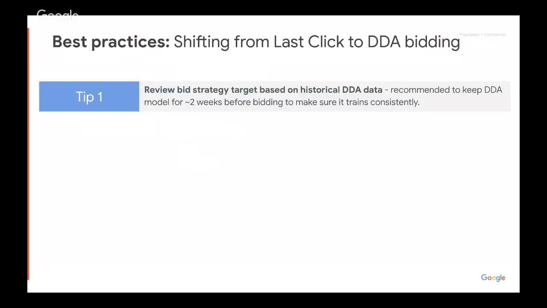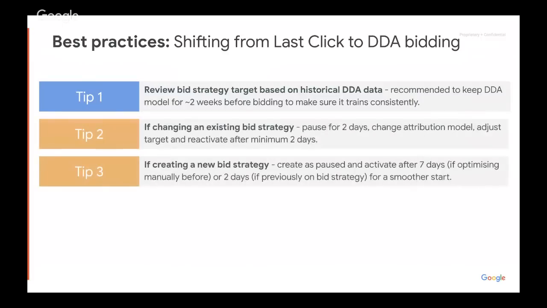We would recommend really to have a column, report on it for 2 weeks, just to make sure that the data that is coming in is actually consistent and accurate and reflects the data that you would expect, right? So just to make sure that the data is coming in correctly. Then we have tip 2 and 3, which kind of go hand in hand. It's either if you have an existing bidding strategy, you switch it to DDA, or creating a new bidding strategy for the DDA, right?